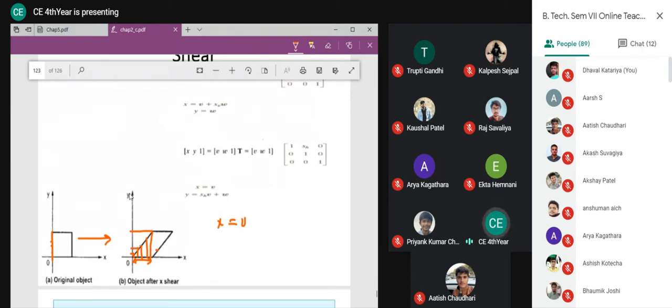As the y coordinate increases, their shift in x coordinate increases. So what I want in this type of relation is: I want my y coordinate as it is, but my x coordinate should vary as my y coordinate increases. That means I want some constant here. I am writing some constant sx. Any constant you can have, right? So my x coordinate will change, y coordinate will remain the same, but this x coordinate should vary as my y coordinate changes.